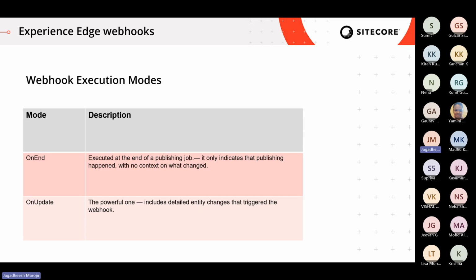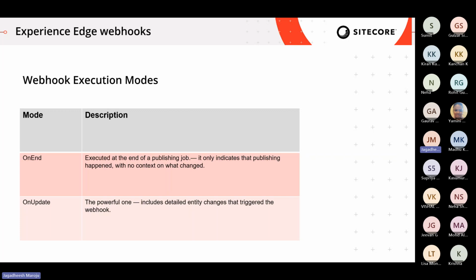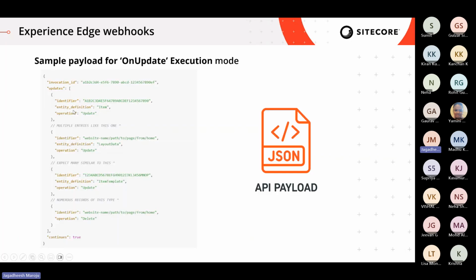So it includes, when you configure your webhook with on update mode, all the Sitecore context data. Let me show you an example sample payload for the on update execution mode. This is a sample payload that your webhook receives from Experience Edge when you configure it with the on update execution mode.